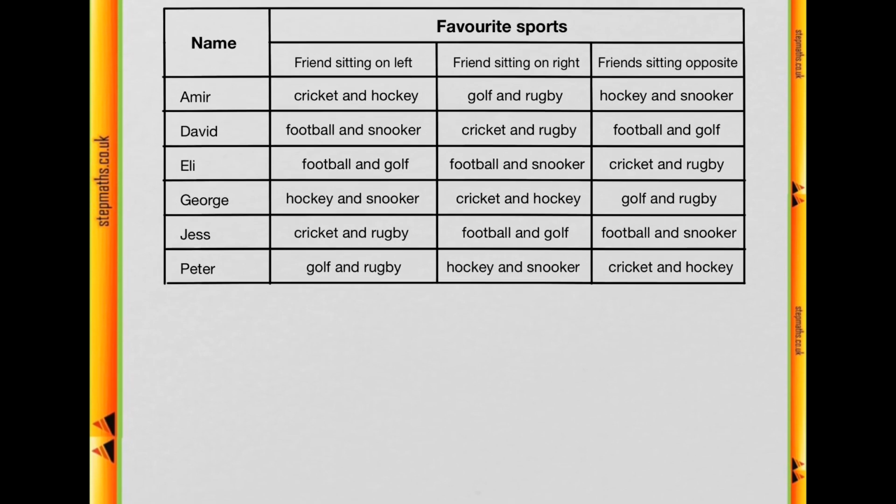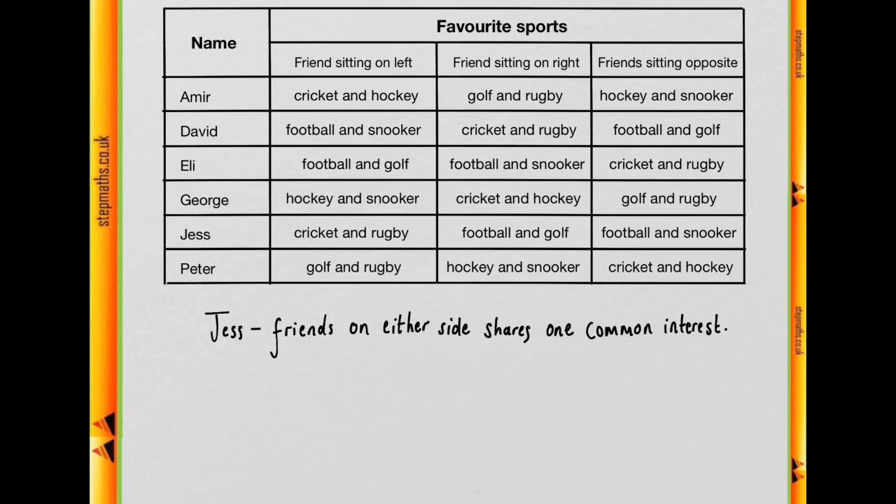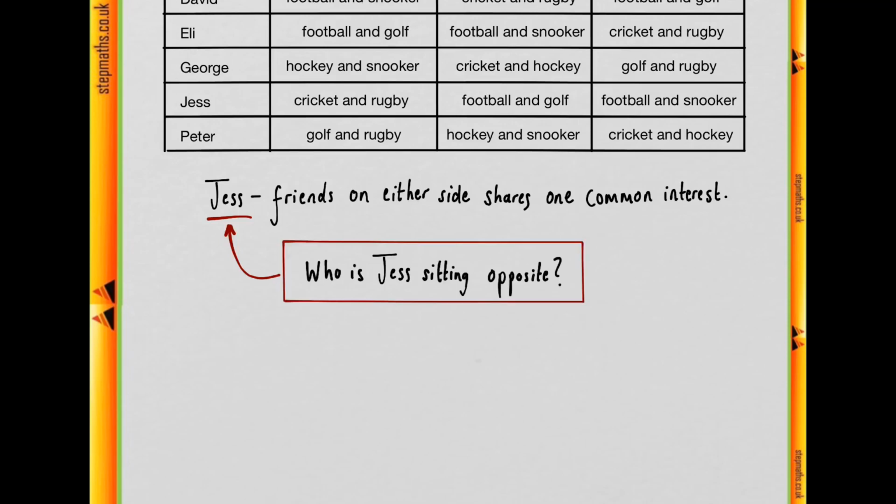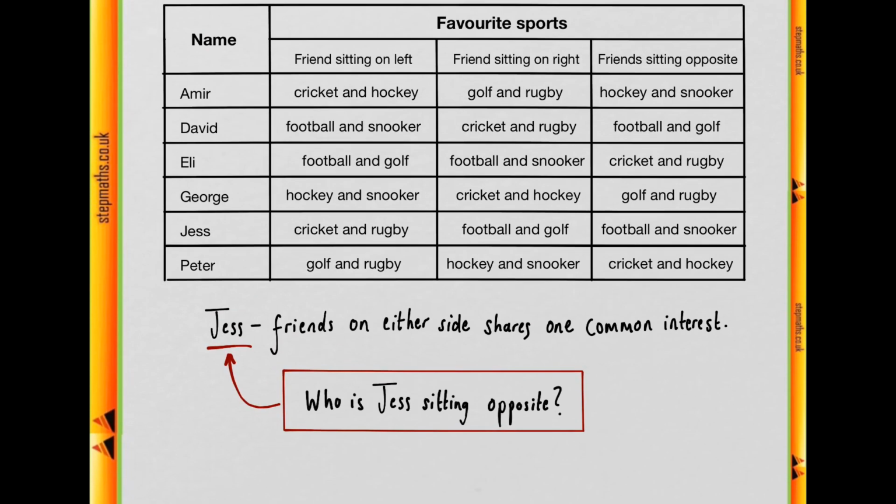Okay, we're then told that for Jess, she discovers that the friends on either side of her share one common interest. So Jess is the focus of the question, in which we're being asked, who is Jess sitting opposite? In order to work out who Jess is sitting opposite, i.e. who is the child who likes football and snooker, we're going to have to model out the process of this discussion.